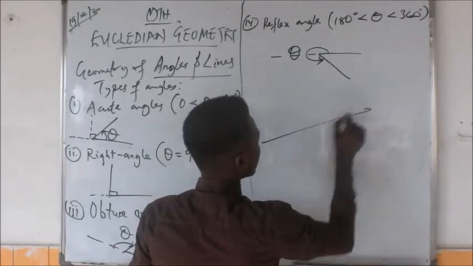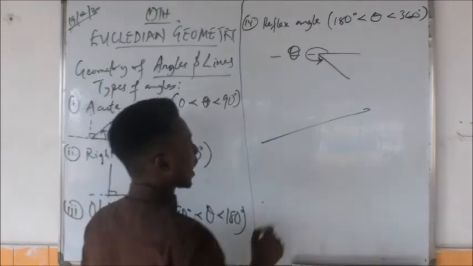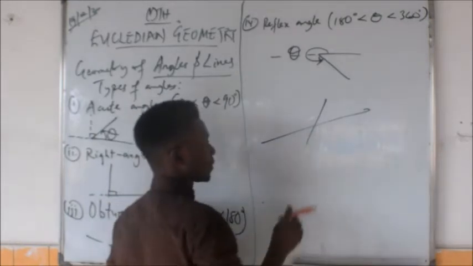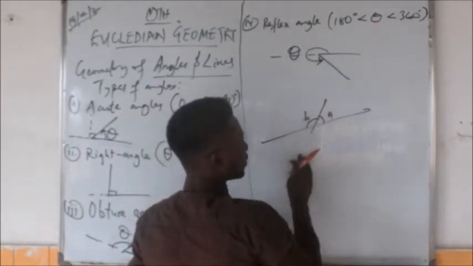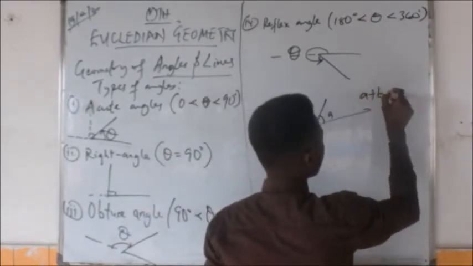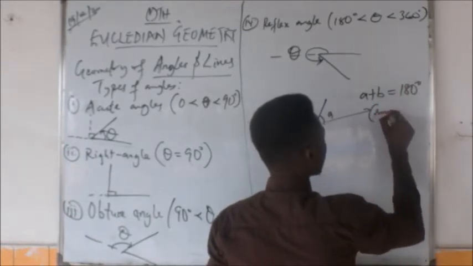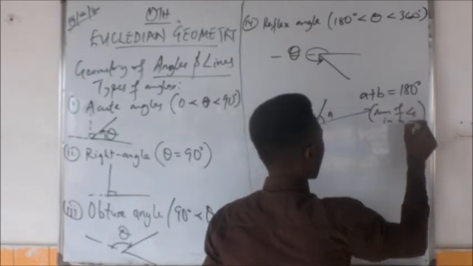Let's start with this. This is a straight line. Are you with me? And then you have another line crossing the straight line. Okay? So we call this A and we call this what? B. And we say A plus B is equal to what? 180 degrees. Why? The sum of angles in a straight line.